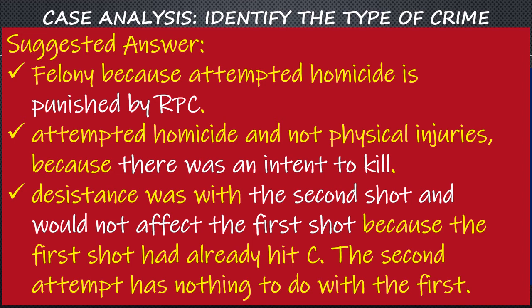So in here, the answer is a felony, because it is punishable by the Revised Penal Code. It is attempted homicide. Why attempted homicide? The wound was not fatal, not mortal. However, there was an intent to kill, because A approached C and said, "I'm going to kill you." Only that he did not continue his act of killing C because of pity. Therefore, not all the acts of execution were performed to commit homicide, so it is only an attempted homicide.